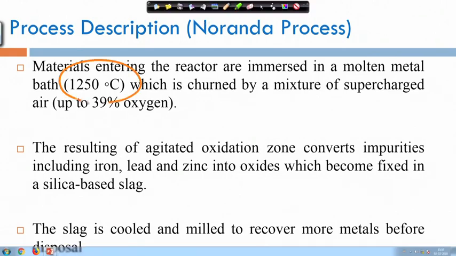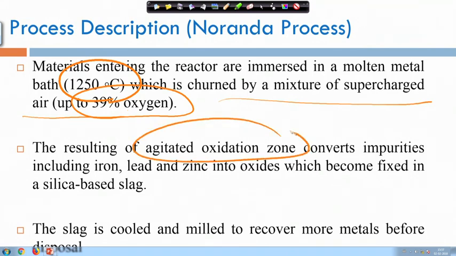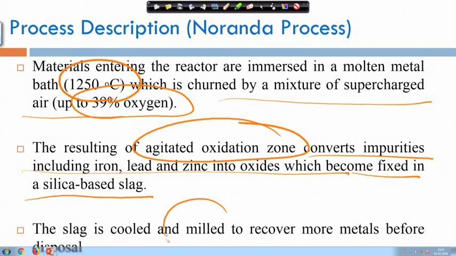So, you do require a pretty strong reaction chamber, which is churned by a mixture of supercharged air, up to 39% oxygen. At 1250 degrees centigrade, you are trying to have an oxidation process. You make an agitated oxidation zone that converts impurities including iron, lead and zinc into oxide, and that gets fixed in a silica based slag. Then we cool the slag and the slag is milled to recover more metals before disposal.